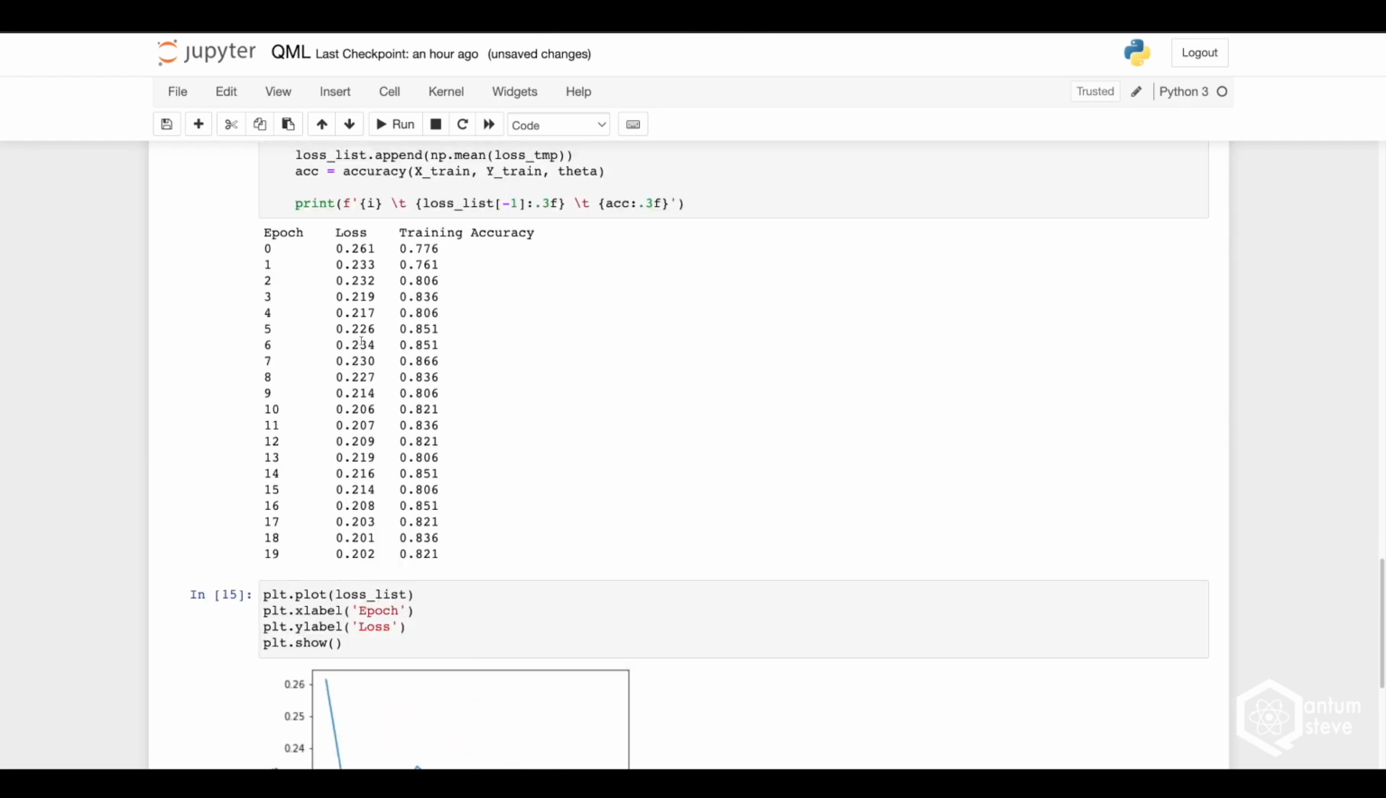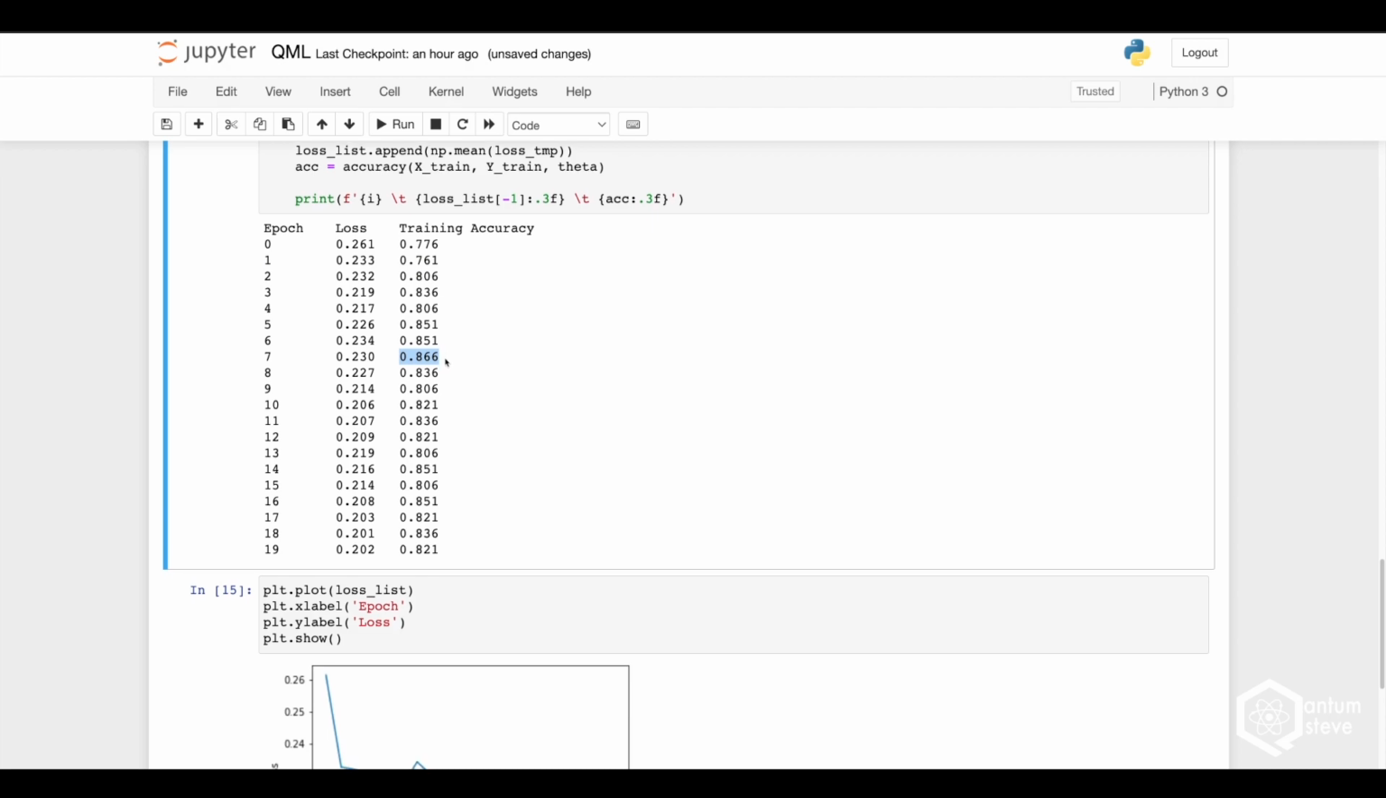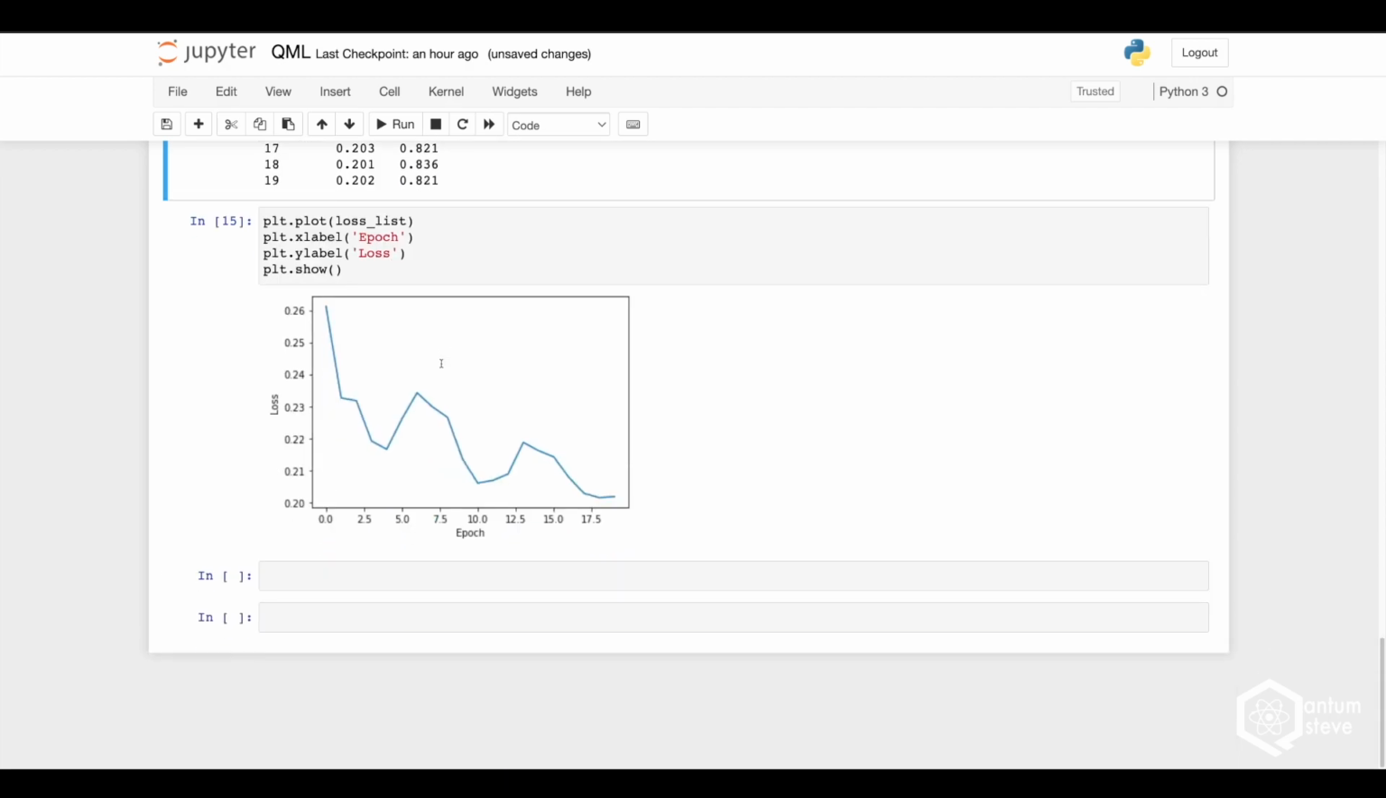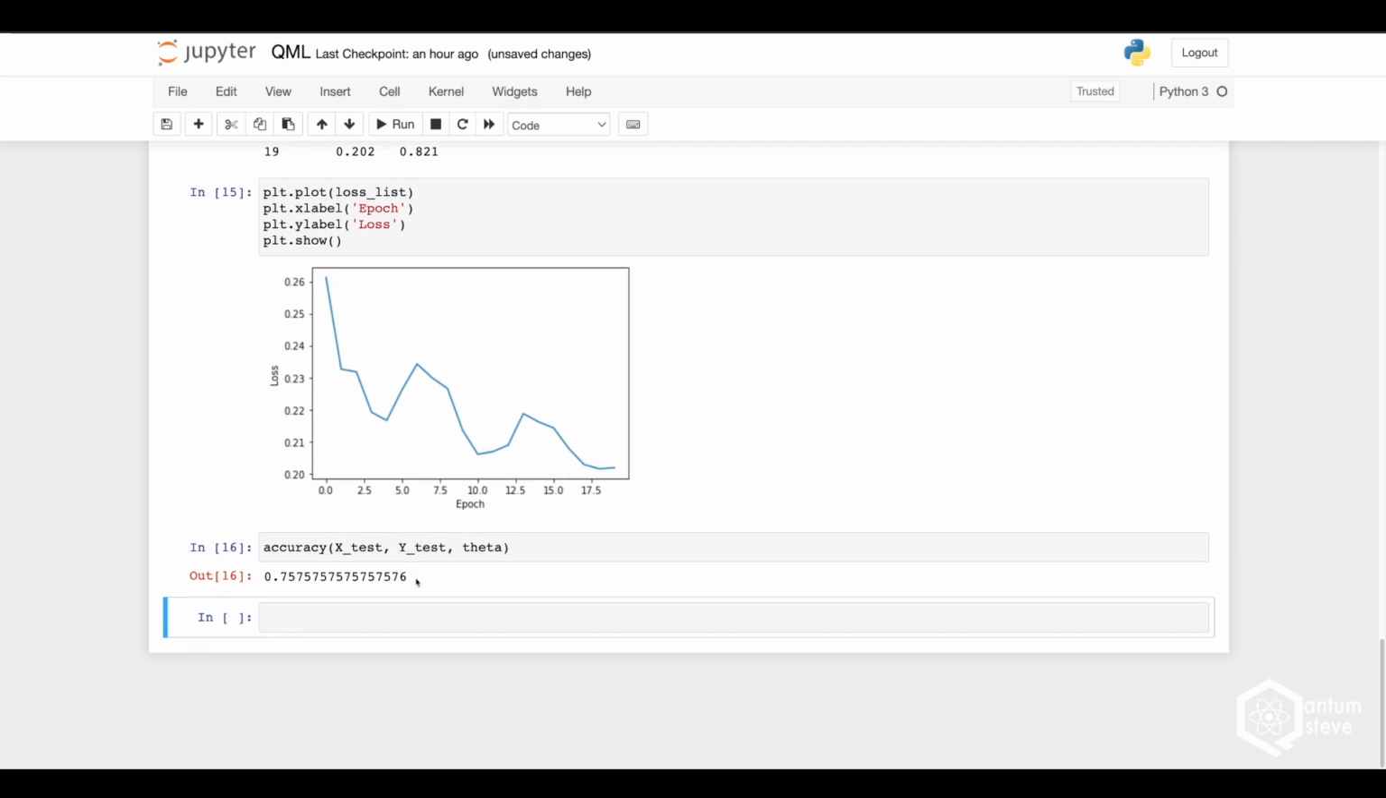We can see here the training accuracy has gone up all the way to 86% at the best point. And so now let's just see what the accuracy is on the test set, which it hasn't seen before. And this is really the most important thing. Okay, so the test accuracy is 75%, so it gets 75% of the data points right.